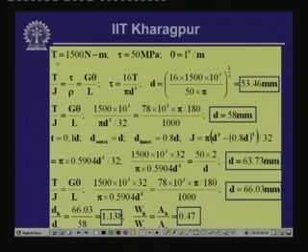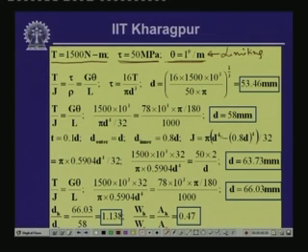Now, the twisting moment T is given as 1500 Newton meter, the shear stress is not to be exceeded beyond 50 megapascal, and also the angle of twist is 1 degree per meter. These are the limiting values, and the shaft is subjected to a twisting moment of 1500 Newton meter.